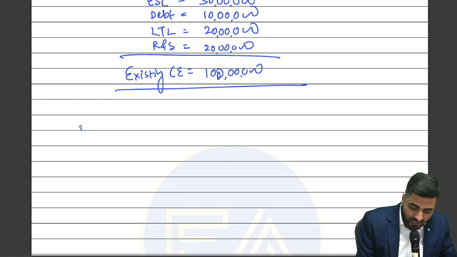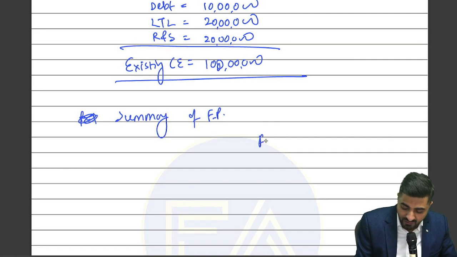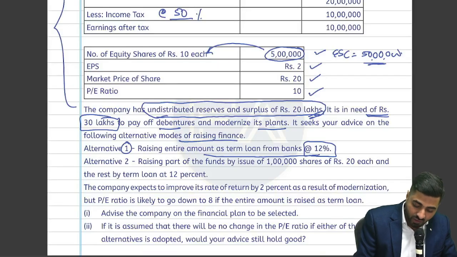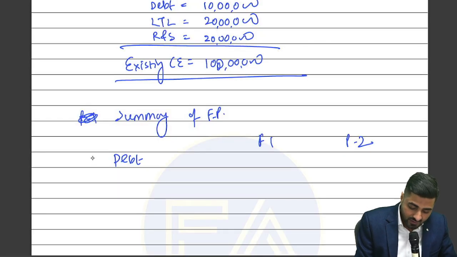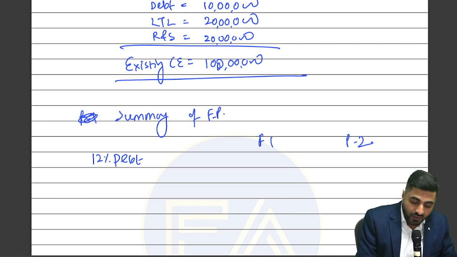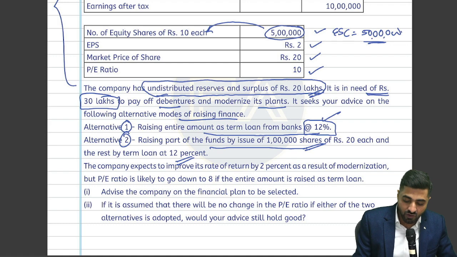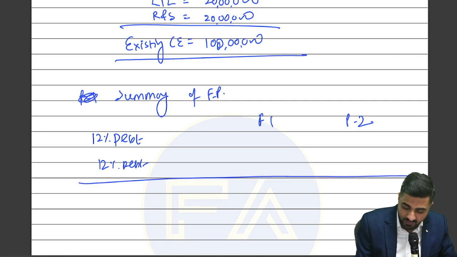Okay. Can I say in my summary of financial plans, I have plan 1 and plan 2. In plan 1, am I raising the money by way of debt? Yes, sir. What is the rate of interest, guys? 12%. 12% debt. And then, my dear students, what is the alternative of raising part of the funds by equity shares and part by way of term loan? So in plan 1, we are taking the entire amount of 30 lakhs by way of debt.